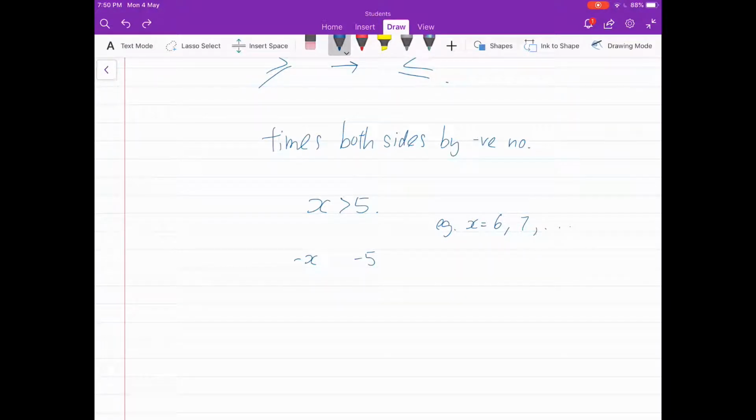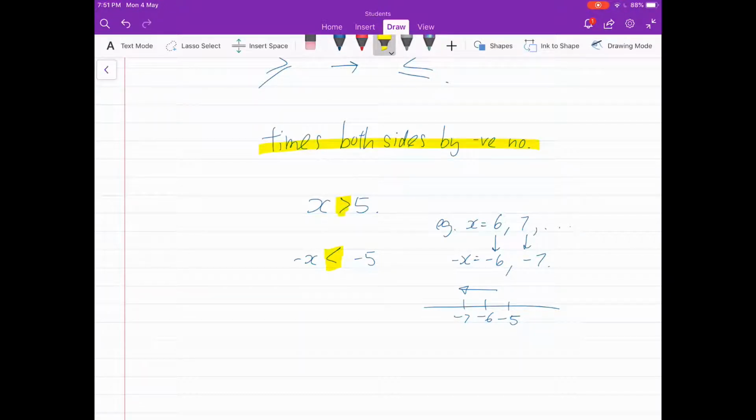Well, then let me look at each of these examples. 6 will turn into negative 6, 7 will turn into negative 7, and you see on the number line, negative 5 is here, but negative 6 and negative 7 seem to be going further away from negative 5. Then we point in this direction. So observe that the sign has flipped. Okay, for those of you who are familiar, this is simple.